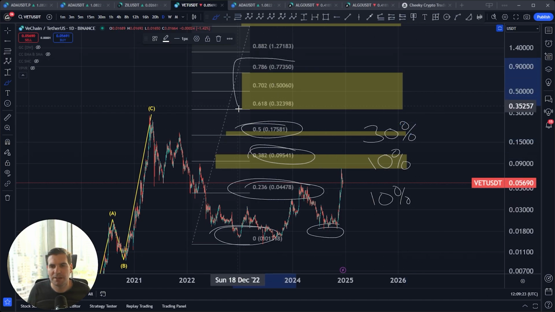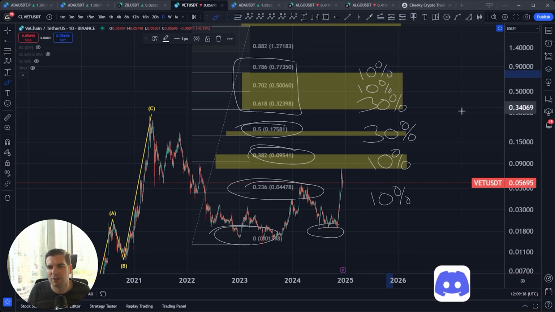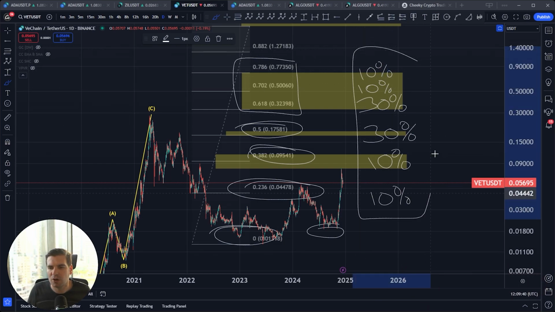And then, of course, we have these targets right up here. Again, I would be looking at 32 cents, locking in that 30% level. Then I'll be looking at locking in another 10% if it gets to 50 cents, and then let the 10% left ride a little bit higher. And that gets you your 100% dollar cost average out. Now, of course, this strategy isn't for everyone. This is just how I would approach the market when it comes to trying to exit my positions on VeChain.